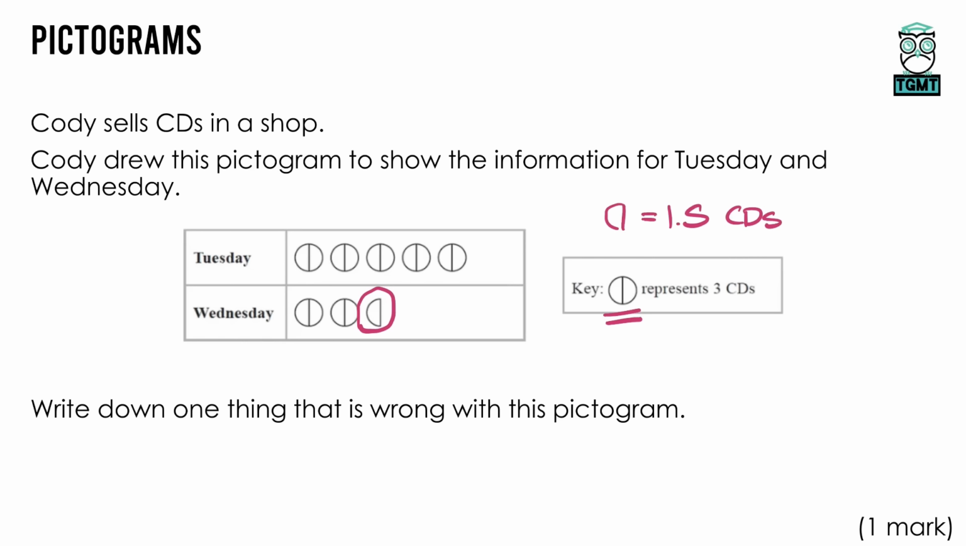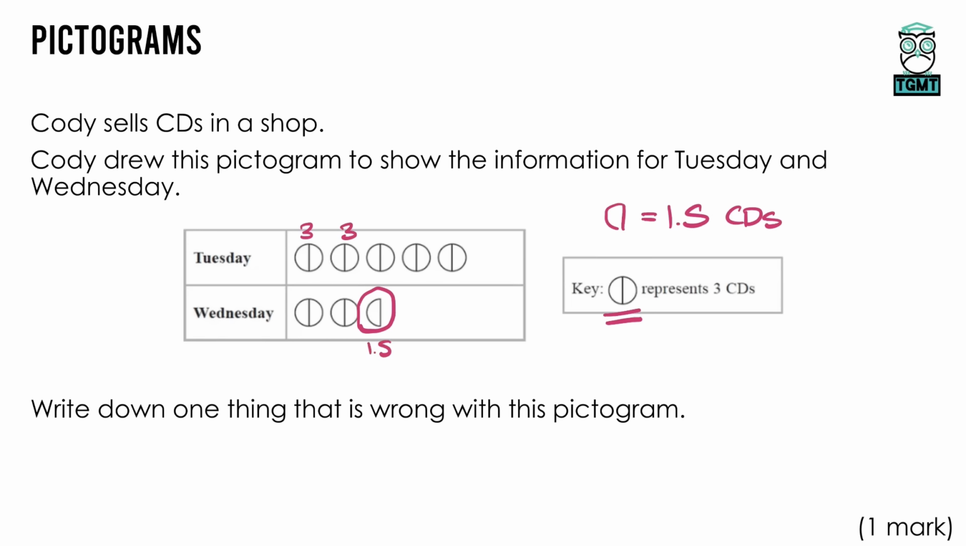And there we go. There is a pictogram, just making sure that you read a key really clearly. And of course, if you have to count how many, in this case, CDs were on a particular day, you would just label each one appropriately and add up your totals. But of course, we can't have 1.5.